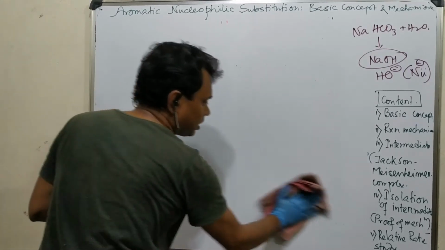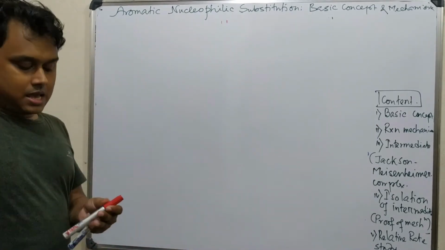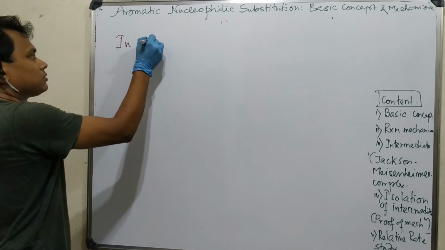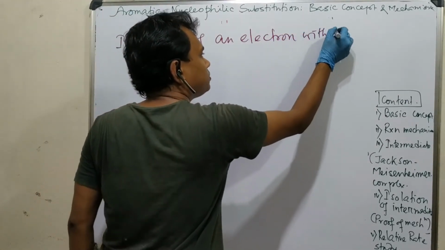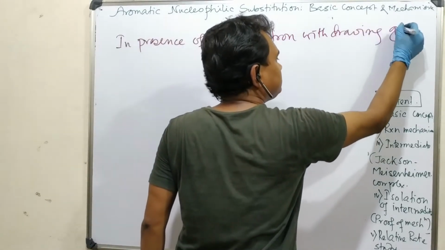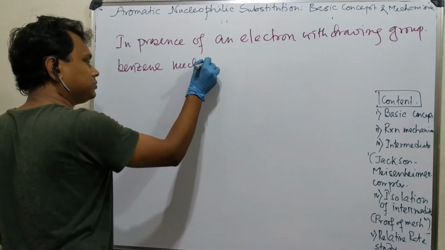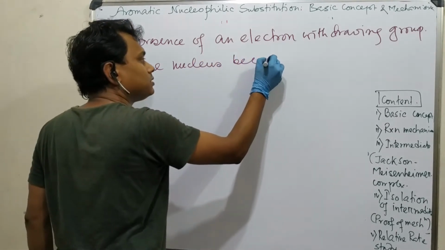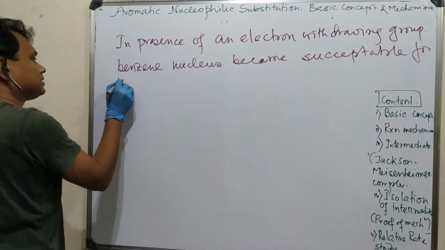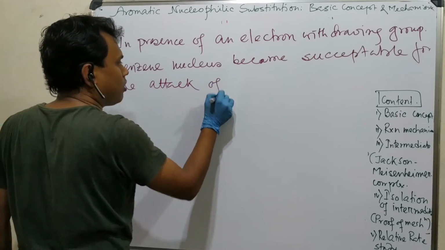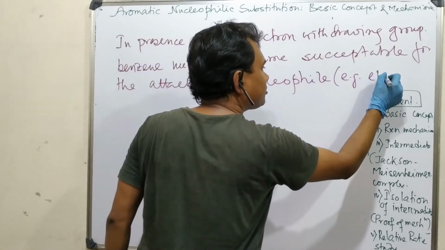So from this study till now, if we want to summarize what we have learned, we can say that in presence of an electron withdrawing group, the benzene nucleus, or aromatic nucleus, you can say, becomes susceptible for the attack of nucleophile, which is actually an electron rich molecule.